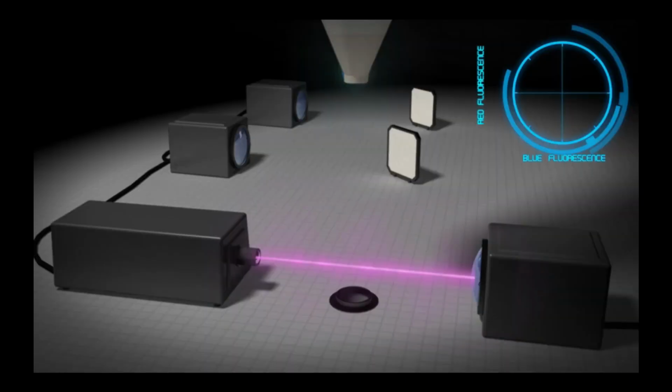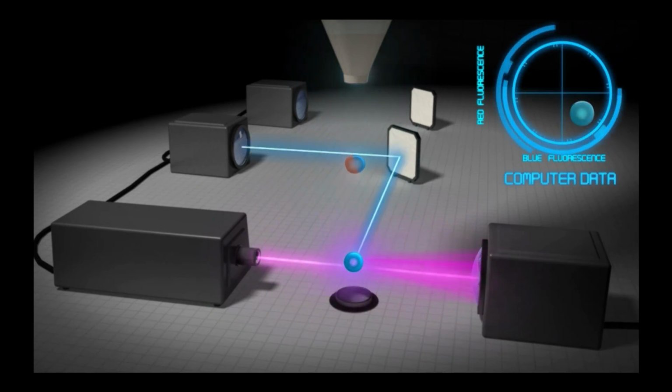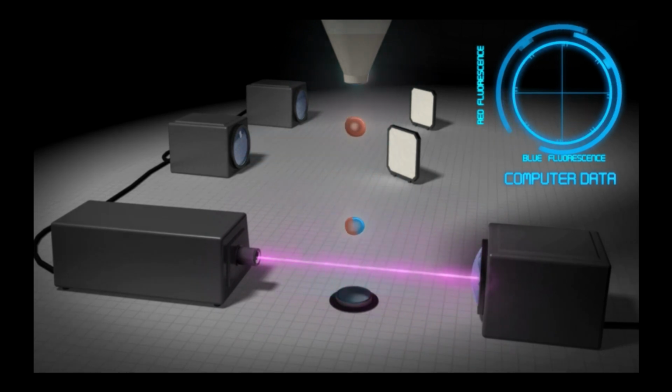So let us have a look at the first cell that is passing through. As we can see, this cell is bound to some antibodies which are tagged with fluorochrome such that it emits blue light. So when this cell interrogates the laser light, we can notice two things. First one is light scattering and the second one is detection of the blue colored light on the PMTs, that is photomultiplier tubes.